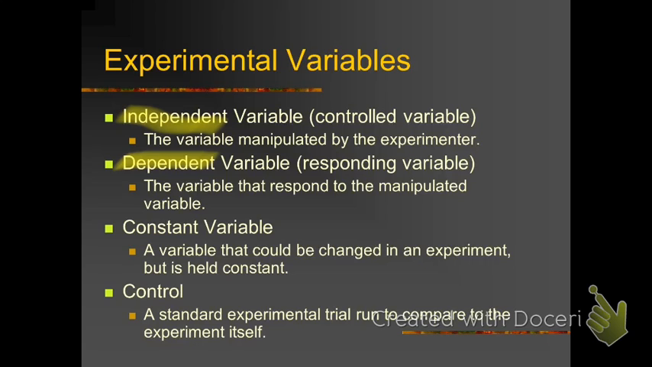The dependent variable is the one that responds to the independent variable. For instance, I change the amount of food that I eat. That would be an independent variable. And then I see how heavy I get. That would be a dependent variable. The next one we have is a constant variable.